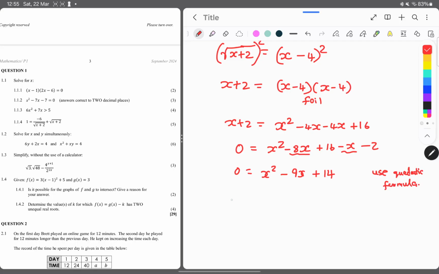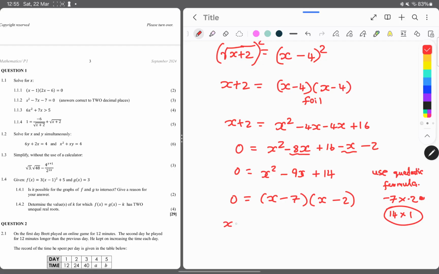But again, I will opt to factorize. I have the factors of 14, which are 7 and 2, or 14 and 1. The only ones that can give me 9 are 7 times 2 or 14 times 1. These two can never give me 9, the middle term, so I'm going to use x 7, x 2. What is the sign? The 14 is positive, so they both need to be negative, and therefore they will give me minus 9.